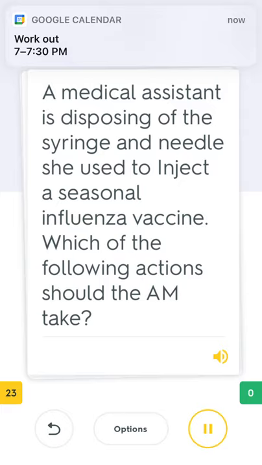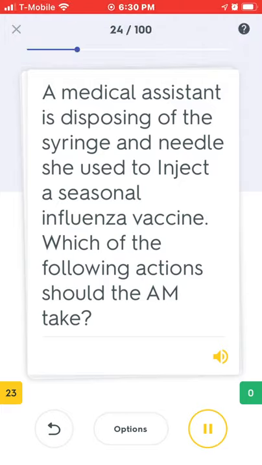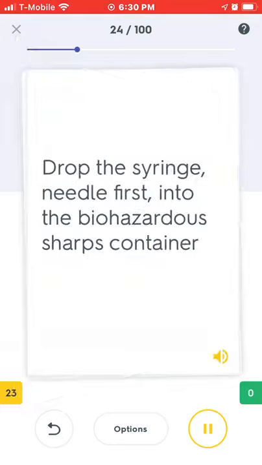A medical assistant is disposing of the syringe and needle she used to inject a seasonal influenza vaccine. Which of the following actions should the MA take? Drop the syringe and needle first into the biohazardous sharps container.